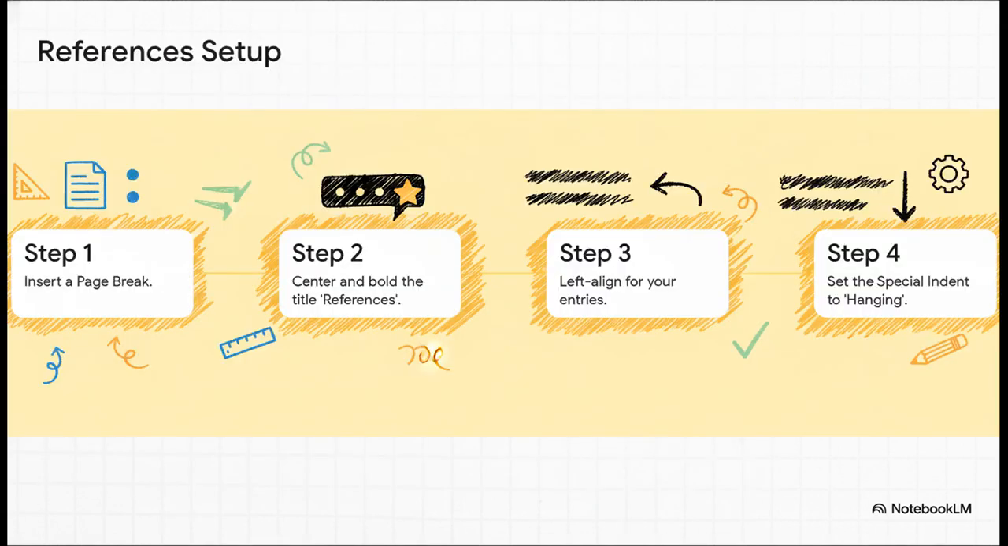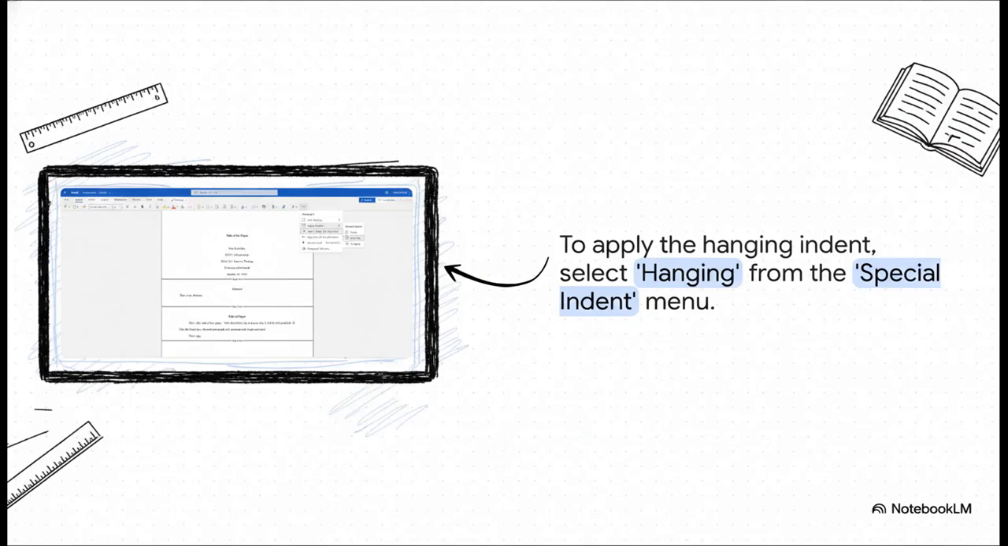Right after the end of your paper, insert a page break so you get a fresh page. Center your cursor, turn on bold, and type the word References. Then hit Enter, switch back to Left Align, and turn bold off. Now you're ready for that final magical step. And you've probably guessed it, we're going right back to that special indent menu in the paragraph settings. But this time, of course, you're going to select Hanging. And just like that, any citation you type or paste in will automatically format itself perfectly.